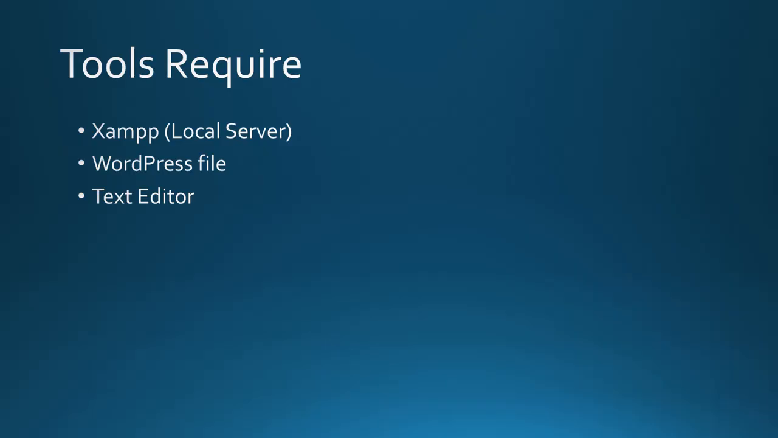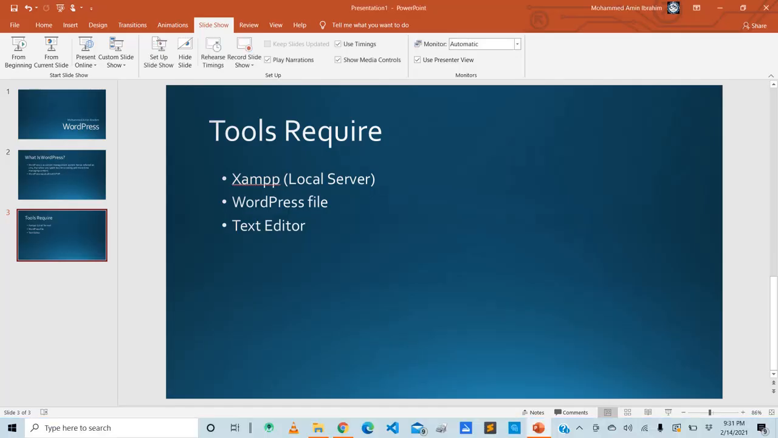Then you also need the WordPress file itself. We'll look at how we can get the file. Then we shall also need a text editor. You can use Sublime Text, VS Code, or you can use Notepad or any text editor that you have. So we'll look at how to download and install XAMPP on our local machine.